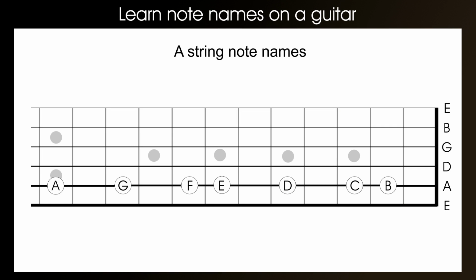The next step is to memorize the name of the notes on the A string. This is the last string you need to memorize the name of the notes on, but it's also an important one for other reasons other than reading music and theory.